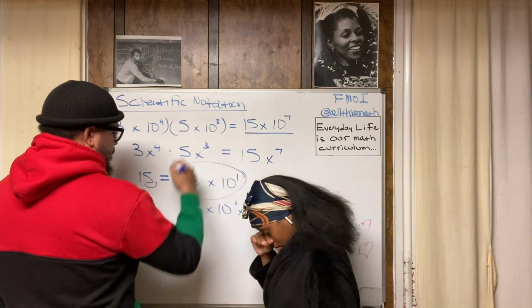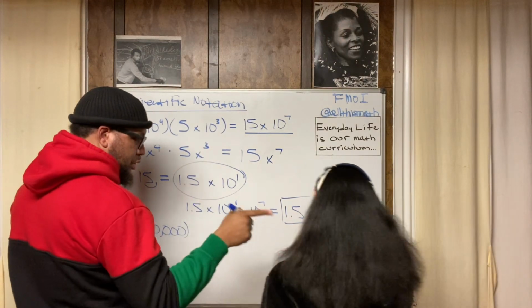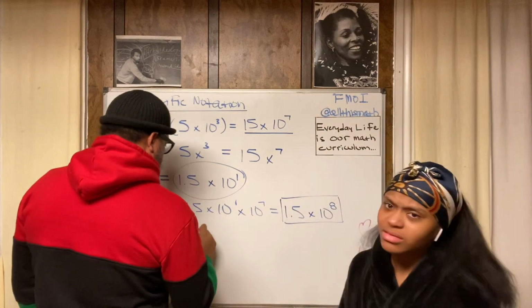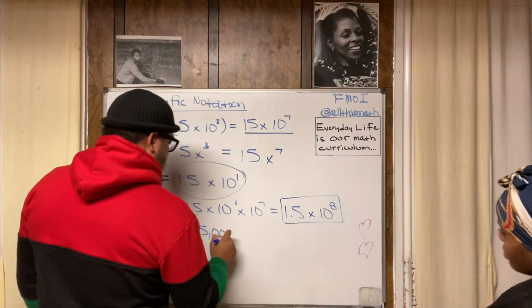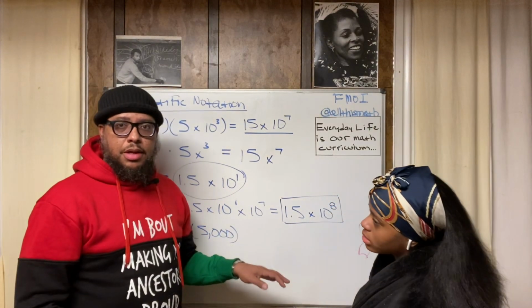What's a 5 with 3 zeros? 5,000. Right, that's correct. Good job. Now, you can convert to standard form and then multiply.